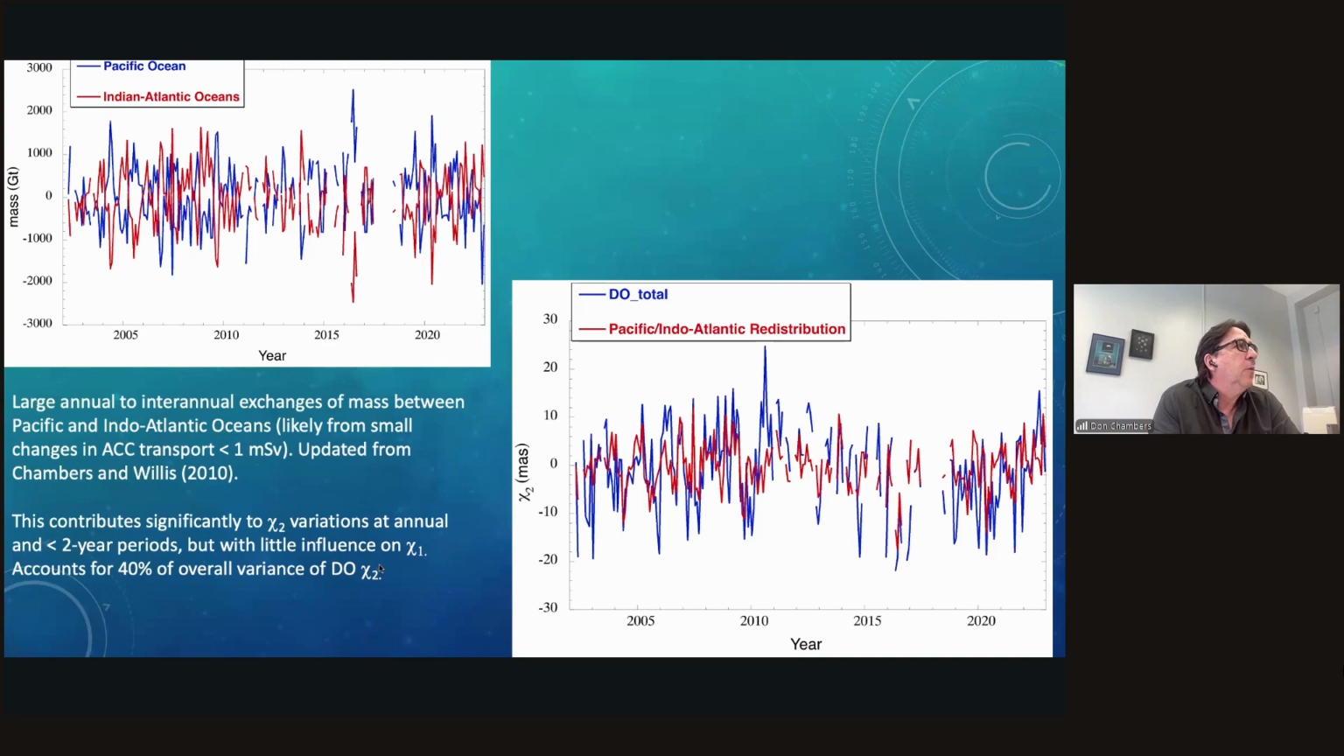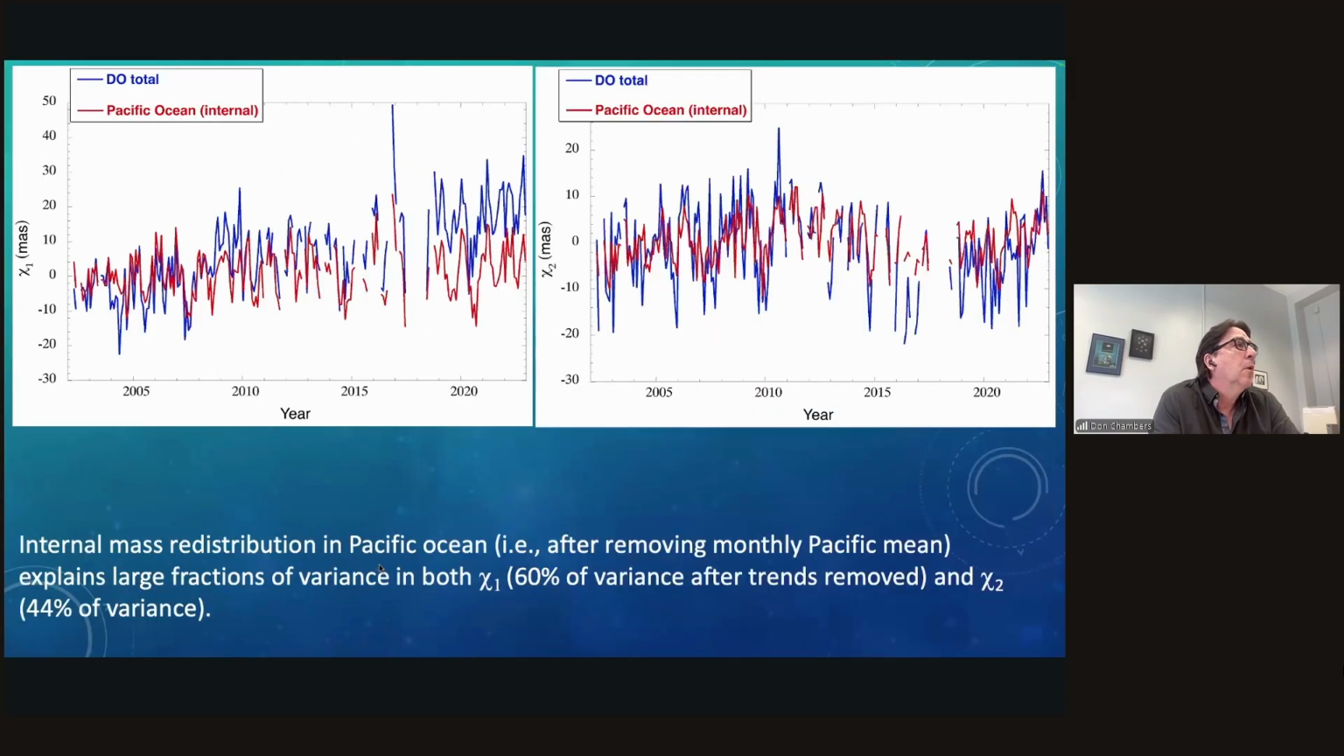In the upper left is the redistribution variations. You can see they're quite large on interannual and annual timescales. That primarily affects the Chi-2 polar motion term. For the Chi-1, it's mainly driven by Pacific internal with a lesser contribution from other basins. And Chi-2 Pacific Ocean internal also affects it on an interannual basis.